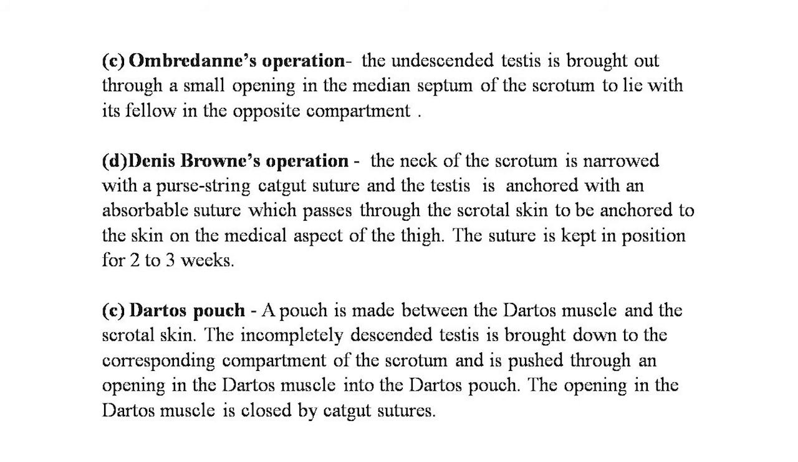Next operation type is the dartos pouch. A pouch is made between the dartos muscle and the scrotal skin. The incompletely descended testis is brought down to the corresponding compartment of the scrotum and is pushed through an opening in the dartos muscle into the dartos pouch. The opening in the dartos muscle is closed by catgut sutures.